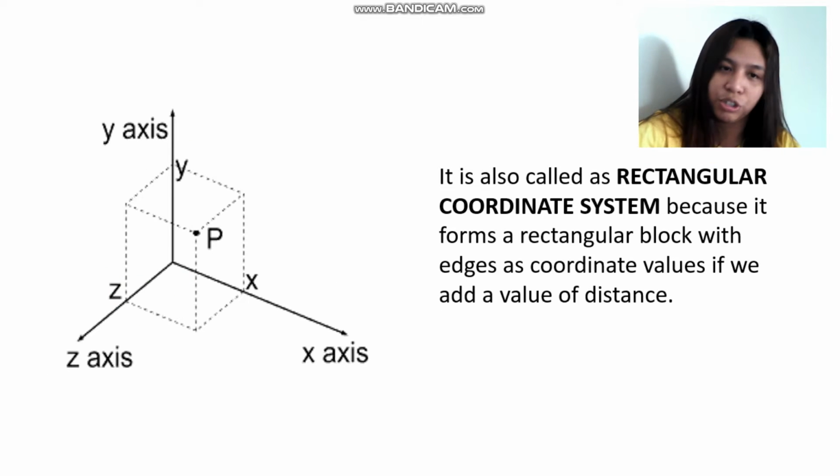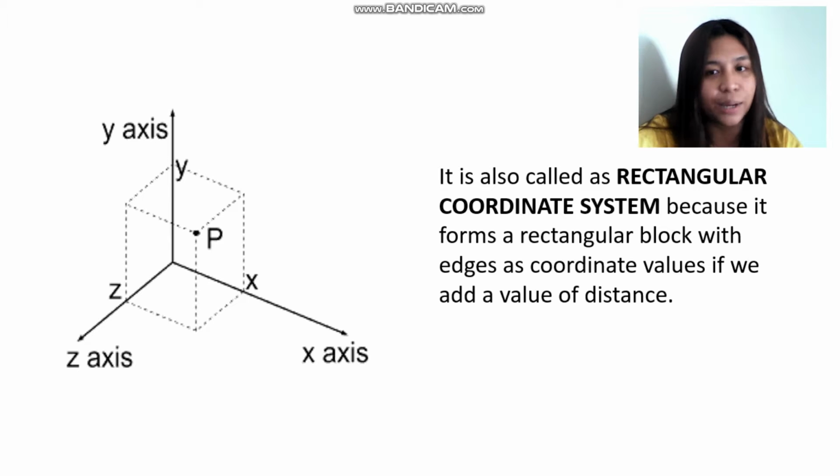Tapos, sinasabi dito na ang Cartesian coordinate system ay tinatawag din na rectangular coordinate system. Bakit? Kasi sinasabi nga dyan na it forms a rectangular block with the edges. For example, X, Y, and Z. Makakapag-form ka ng isang rectangular block using that coordinate system. Kaya tinatawag din siya na rectangular coordinate system.